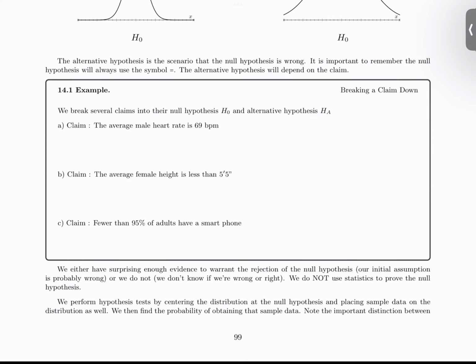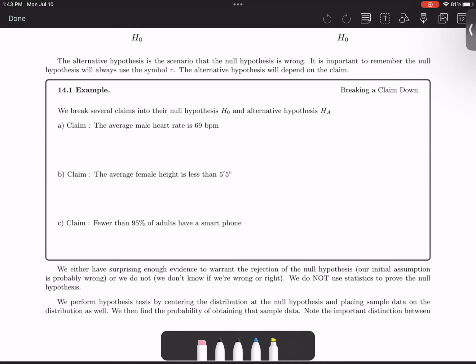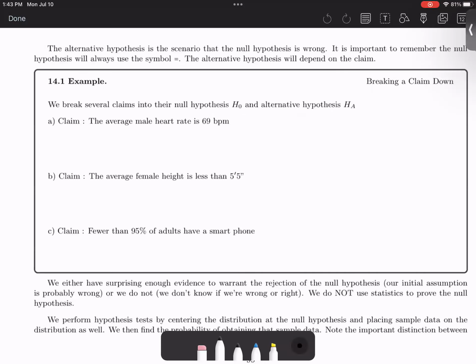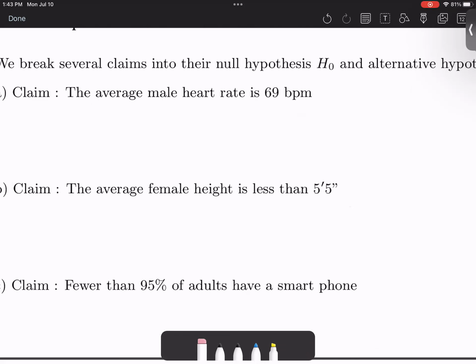If somebody claims that the average male heart rate is 69 beats per minute, then the null hypothesis, which I'll denote with an H sub 0, is that the average heart rate, so I'll use mu because we're talking about average, is 69 beats per minute. So in this case, the null hypothesis matches the original claim. The null hypothesis, again, is always going to be the equality sign.